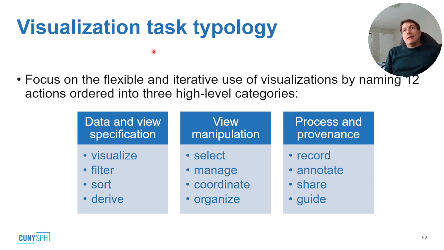Then this typology focuses on the flexible and interactive use of visualizations, and it names basically 12 different actions in 3 high-level categories. Then we can have data and view specifications: visualize, filter, sort, and derive; view manipulation: select, manage, coordinate, organize; and process or provenance: record, annotate, share, and guide.